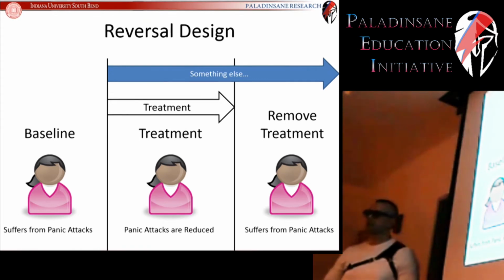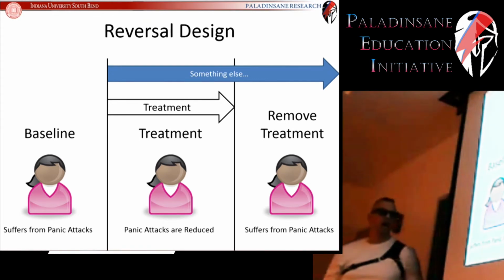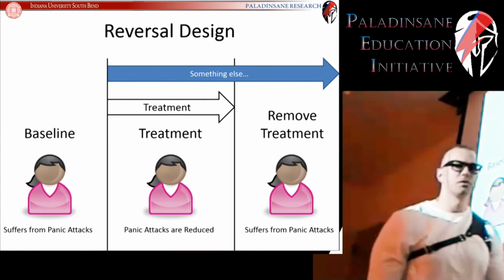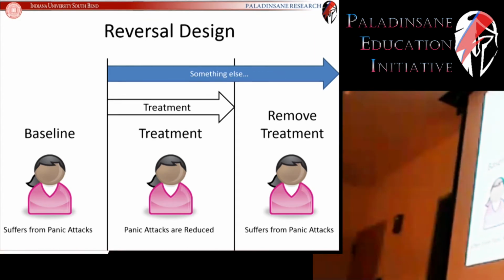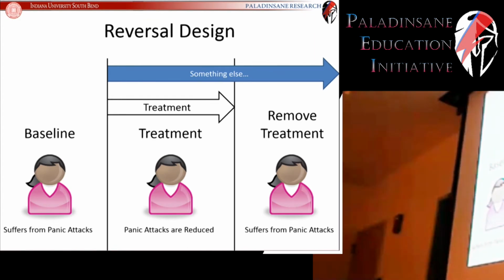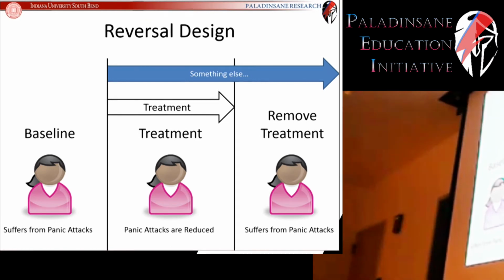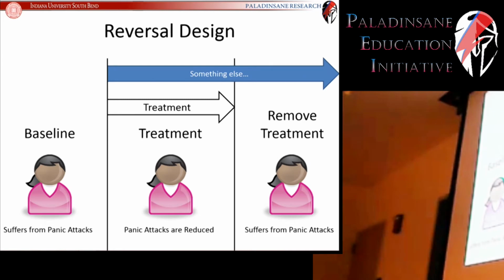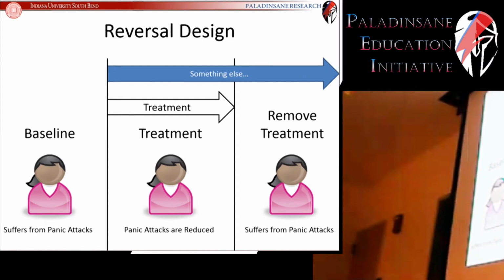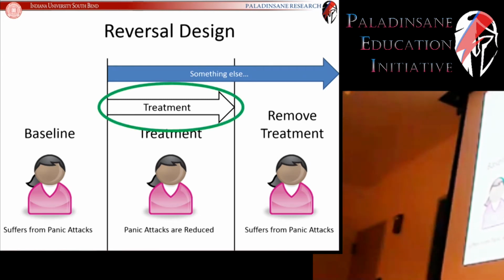And if the panic attacks come back to the previous baseline levels, that means they were not reduced by that something else. It could not be this something else because the something else is still there, but the panic attacks came back. That means that it's the treatment that was causing the reduction in panic attacks. So if your behavior goes back to the baseline levels, that's an indication that it was your treatment that caused the reduction in panic attacks.